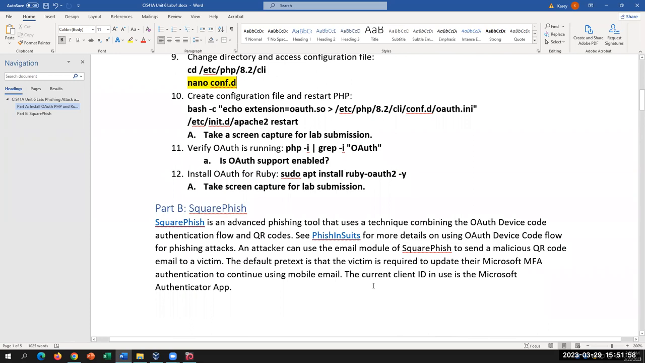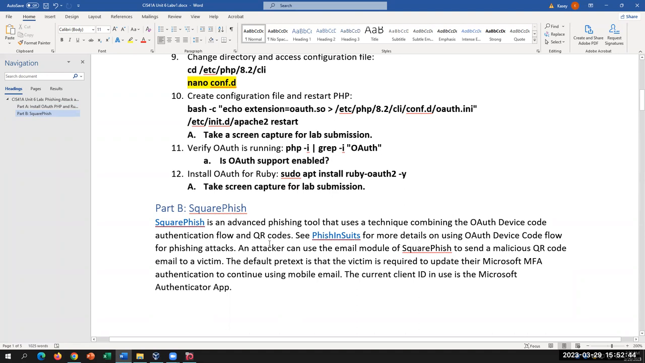There are tons of different phishing tools, and some are related to OAuth. One of the newer ones you see in the industry is Squarephish. Squarephish is a tool that uses OAuth device code for authentication and QR codes. What you're going to do with this tool is generate a fake email, which is what phishing is, that has the QR code on it, and you trick the user into typing in their authentication and then sending it to you.